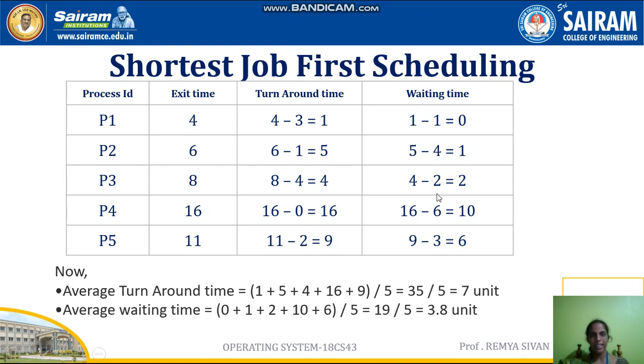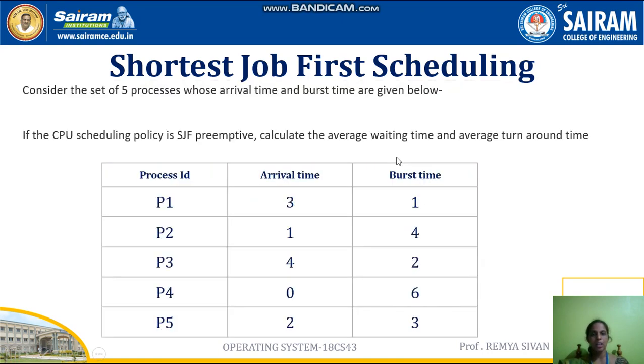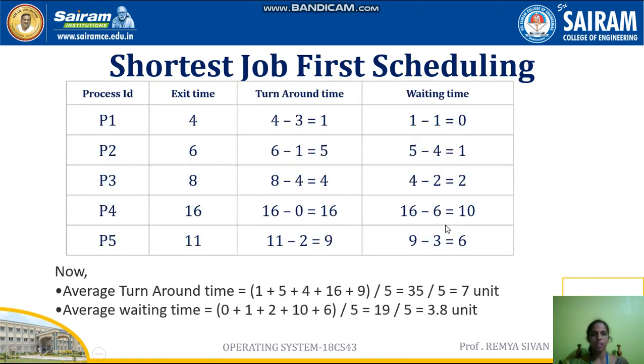How to calculate waiting time: turnaround time is 1, right? And burst time is 1 for P1, so 0. The turnaround time of P2 is 5 and the burst time is 4, so 5 minus 4 is 1. Turnaround time of P3 is 4, burst time is 2, so 4 minus 2 is 2. P4's turnaround time is 16, 16 minus burst time 6 is 10. P5's turnaround time is 9, burst time is 3, so 9 minus 3 is 6. Here you can calculate the average turnaround time and average waiting time.